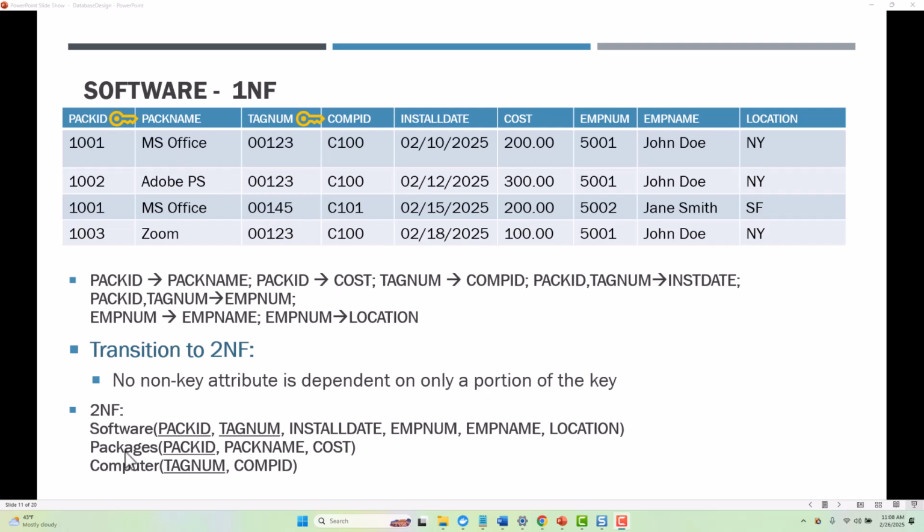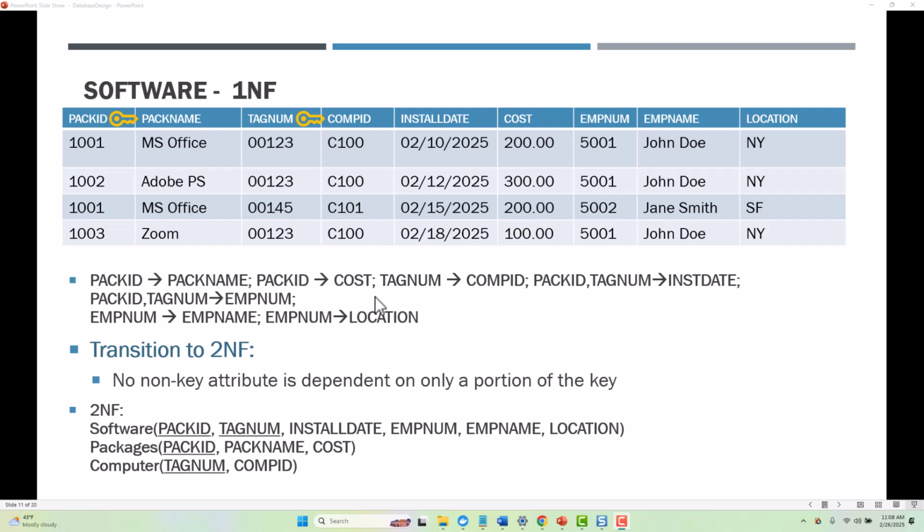So I create a separate entity, and this is going to be packages, and this is just going to be the pack ID, the pack name, and the cost. Then I remove it from my software. We can see that I no longer have pack name and cost in here. I still have my pack ID and tag num that are the key to that software relation.